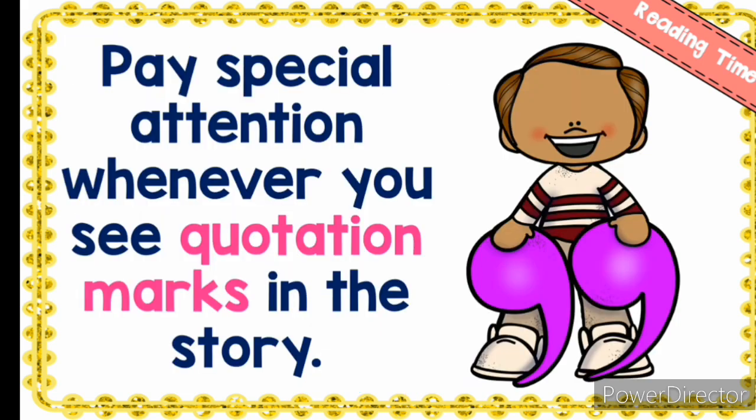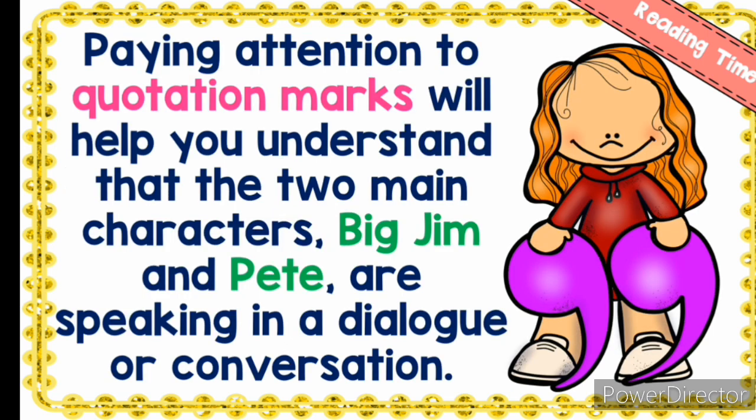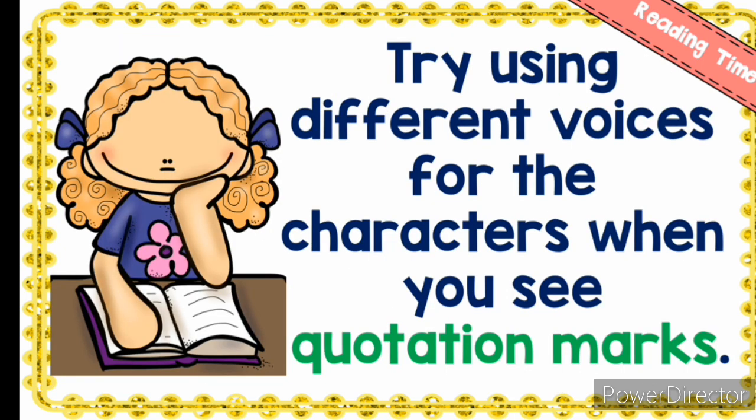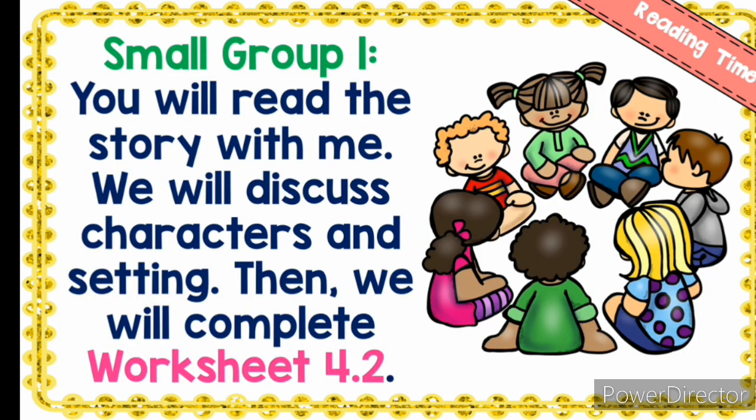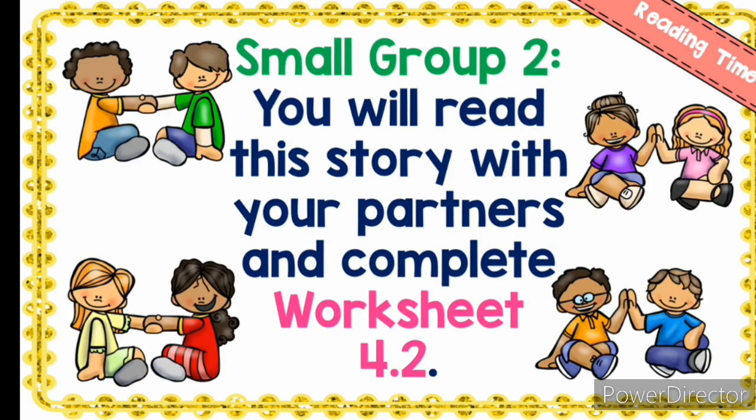Now, pay special attention whenever you see quotation marks in the story. Paying attention to quotation marks will help you understand that the two main characters, Big Jim and Pete, are speaking in a dialogue or a conversation. Try using different voices for the characters when you see quotation marks. Small group 1, you will read the story with me. We will discuss characters and settings. Then we will complete our worksheet 4.2. Small group 2, you will read the story with your partner and complete worksheet 4.2.